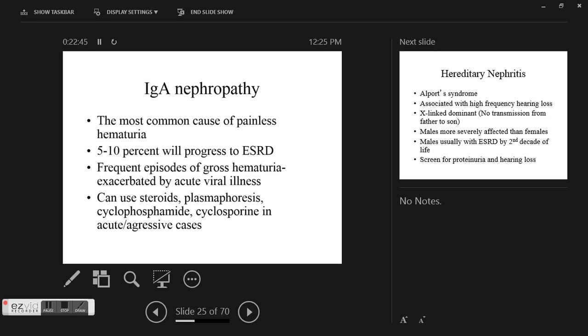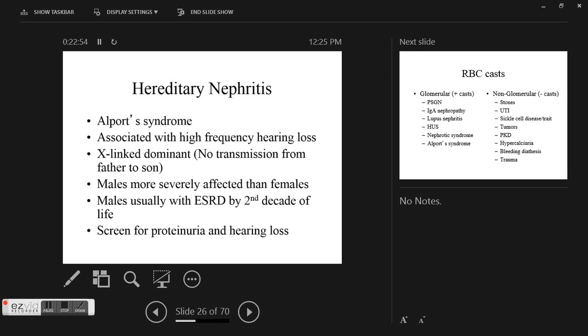Alport's, hereditary nephritis is the other term for it. Big one, they'll give you the clinical scenario, the high frequency hearing loss. That's the buzzword. Once you see that, you know what it is. Males are more often affected because the most common type is X-linked dominant. Therefore, in the genetic family tree that they like to put on boards, you won't see the father to son transmission like this. So kind of keep that in mind.